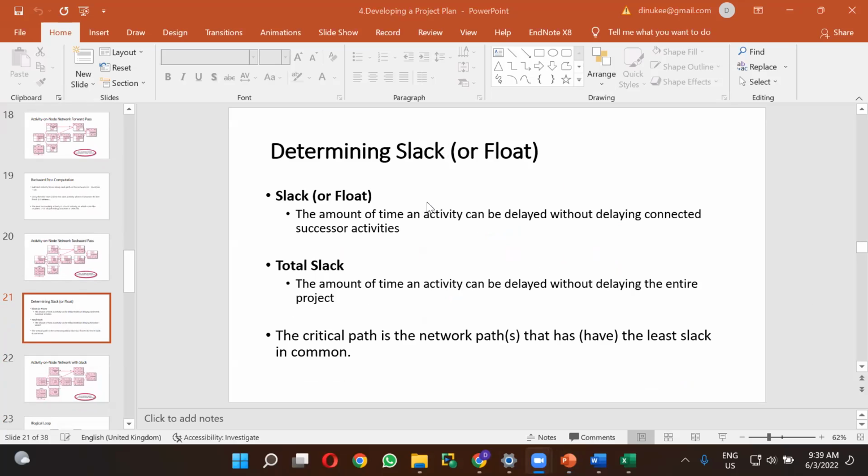Right. So you can calculate the slack as well. Slack is something I have to explain to you. Slack means the amount of time an activity can be delayed without delaying connected successor activities. If we have slack time, it means we can delay our activity for some period of time, right?